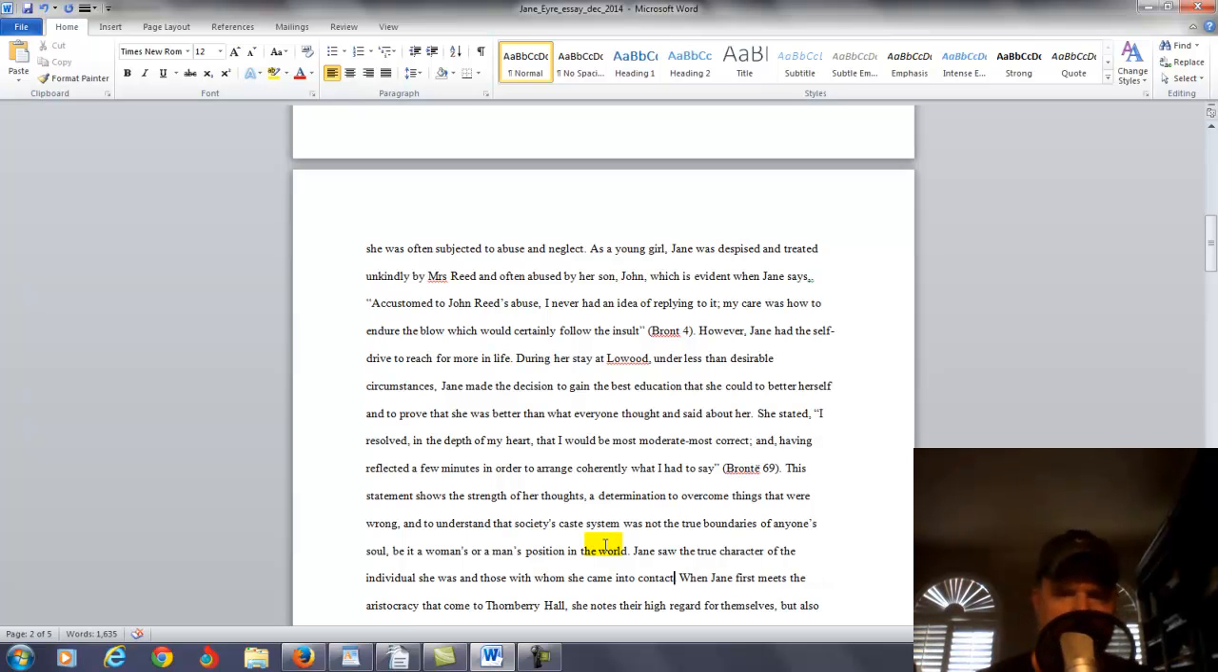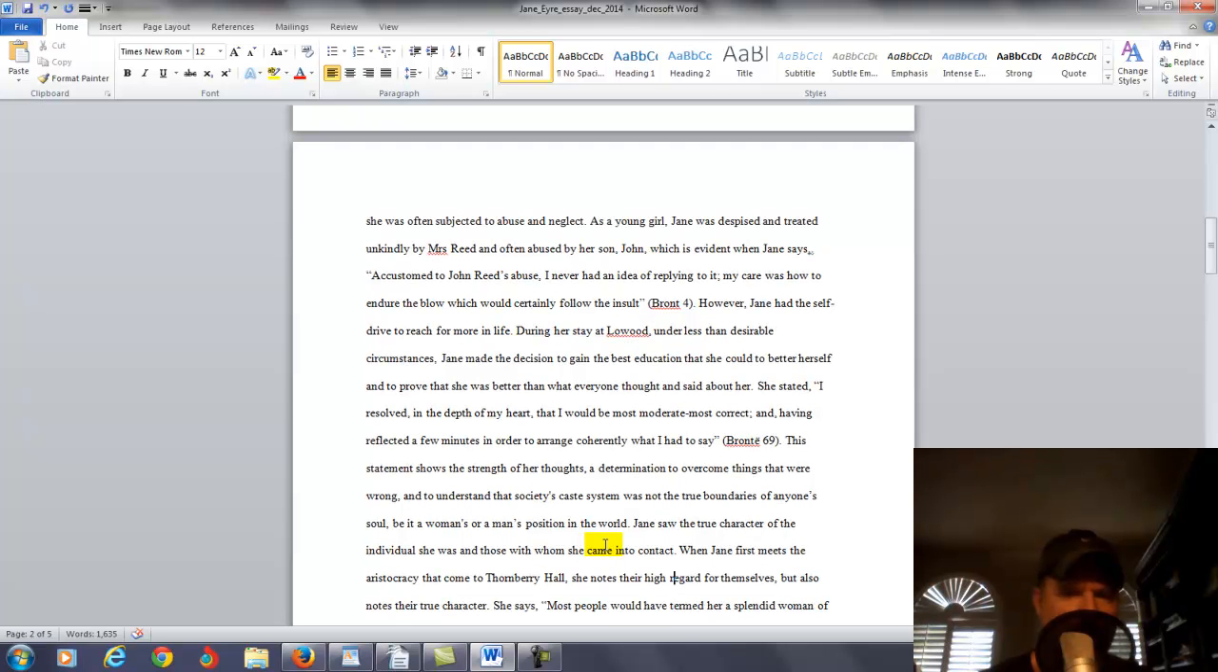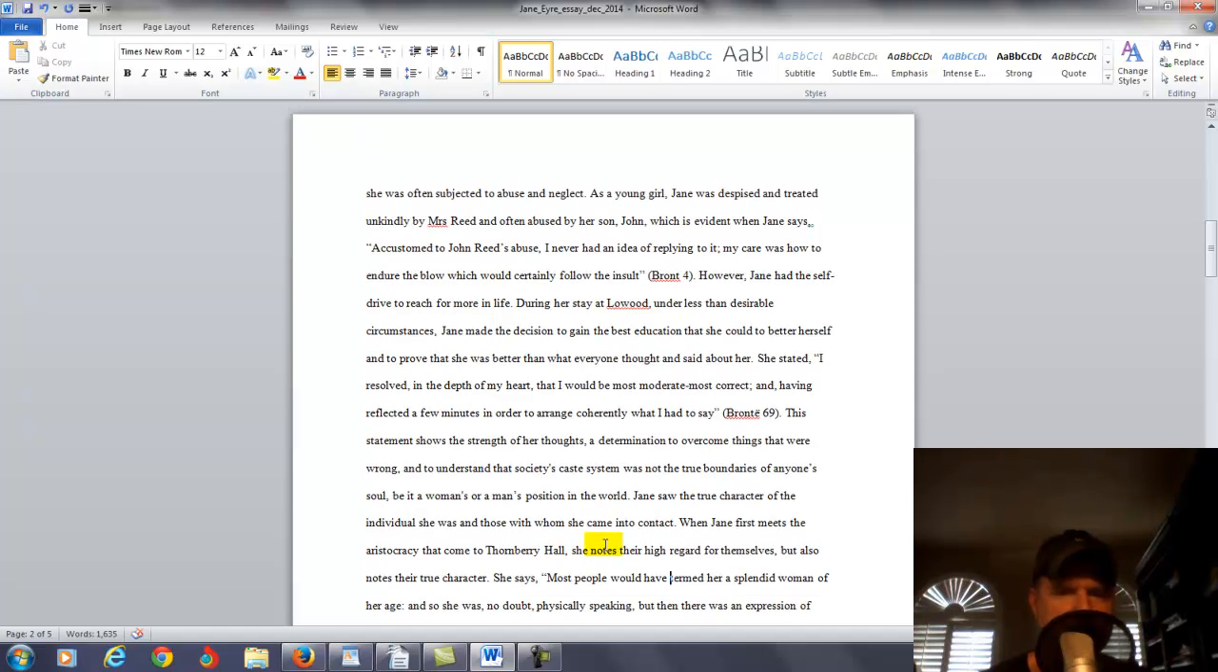Let's try this. Jane saw the true character of the individual she was and those with whom she came into contact. When Jane first meets the aristocracy that come into Thornfield Hall, she notes her high regard for them. She notes their high regard for themselves, but also notes their true character. You can probably put this and then introduce it, and that would probably work.